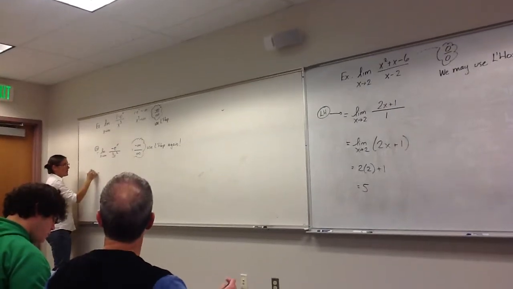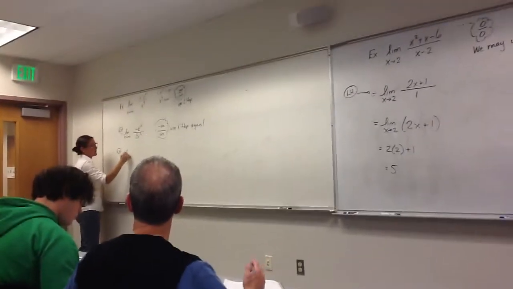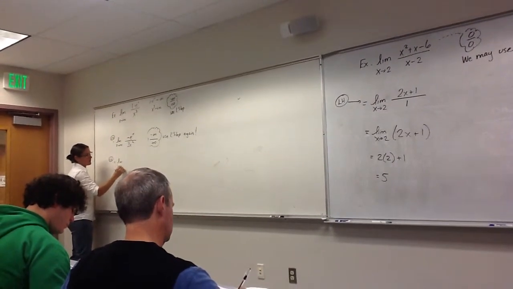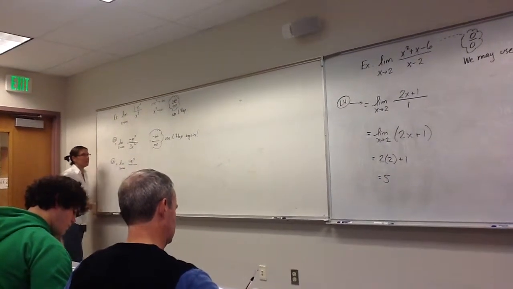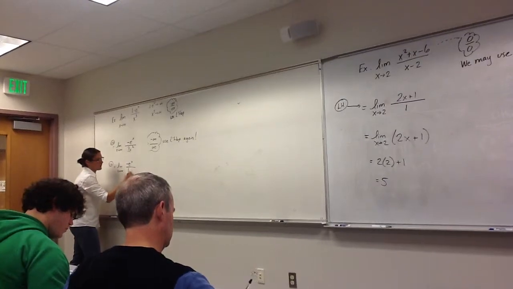All right, so here we go. We're going to hit this function with L'Hopital again. We've got the limit as x approaches infinity. In the numerator, we still have negative e to the x. And in the denominator, we have 6x.